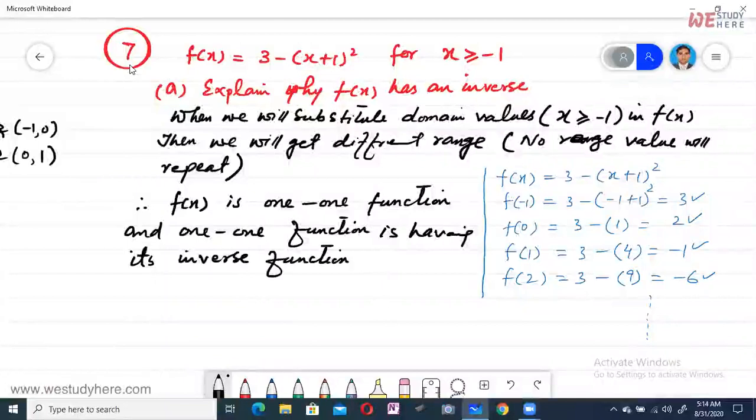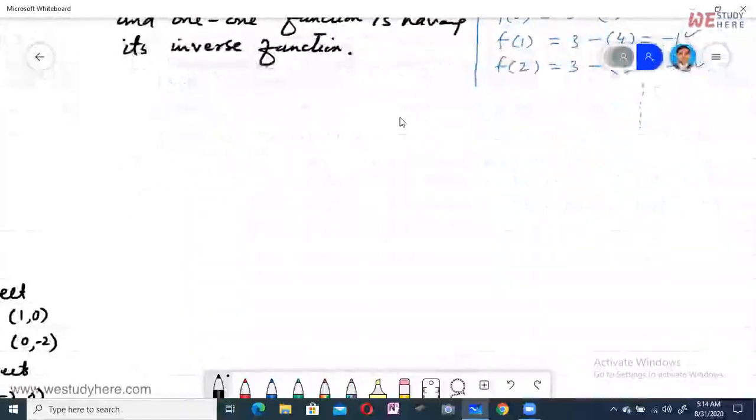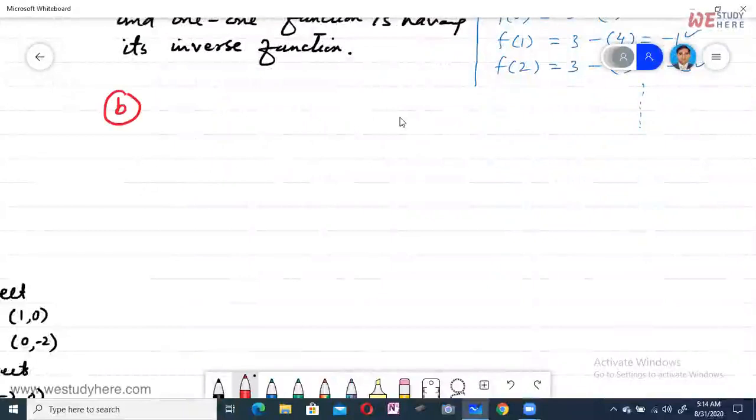...is having its inverse function. In all the one-to-one functions, their inverse function exists for every one-to-one function. This is the first part. Then after that, in part B, part B is find an expression for f inverse of x in terms of x.